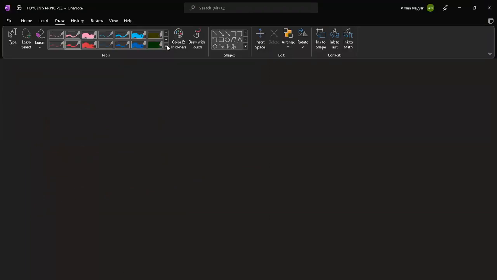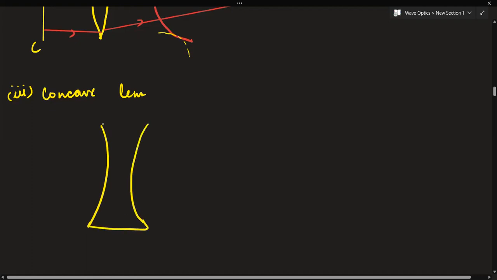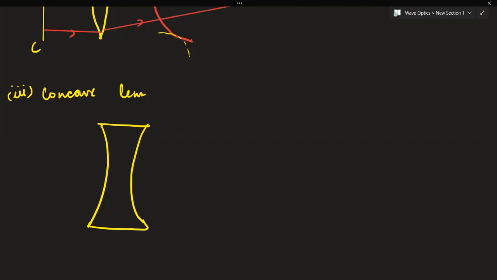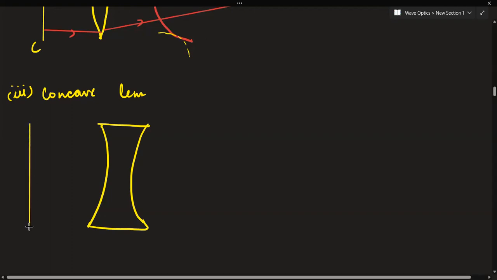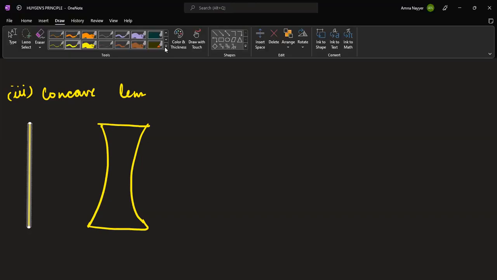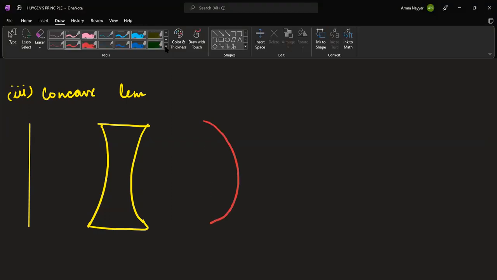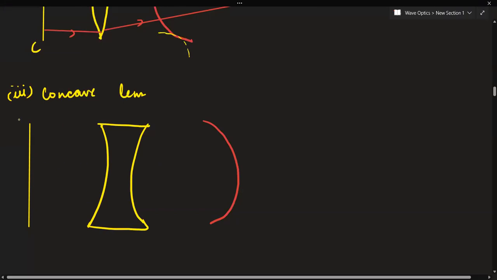It's just that, what is the property of concave lens? To diverge rays or to converge rays? Diverge rays. Now see, in case of concave lens, let's say this is a concave lens. This is the incident wave. Now see, the final refracted wavefront that I'll be getting will be just opposite to that of the convex lens.